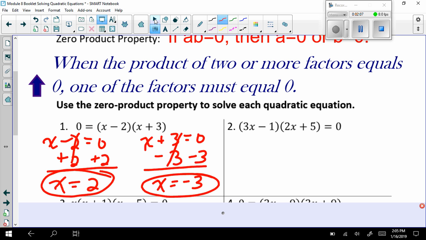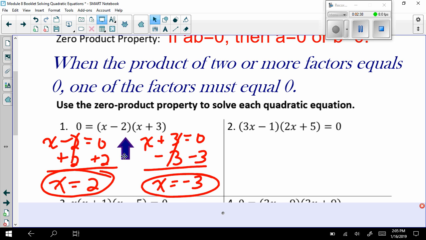Notice if I plug them in. If I plug in 2, I get 2 minus 2 is 0, times 2 plus 3 is 5, so 0 times 5 is 0. And if I plug negative 3 in, I get negative 3 minus 2 is negative 5, times negative 3 plus 3, which is 0. Negative 5 times 0 gives me 0. So I'm finding my two zeros, which is finding my two solutions, my two roots, my two x-intercepts. Those are all kind of saying the same thing.